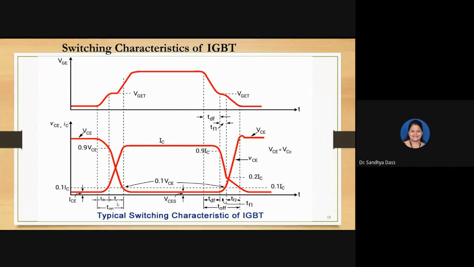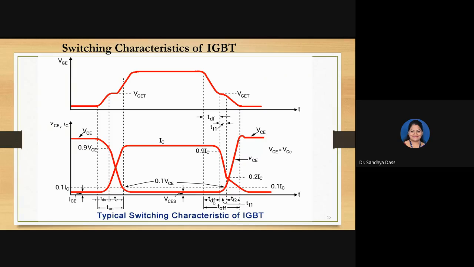Similarly T off, but here in IGBT there are three components in turn off. First is your turn off delay, then the initial fall time and the final fall time. So let us define what they are.